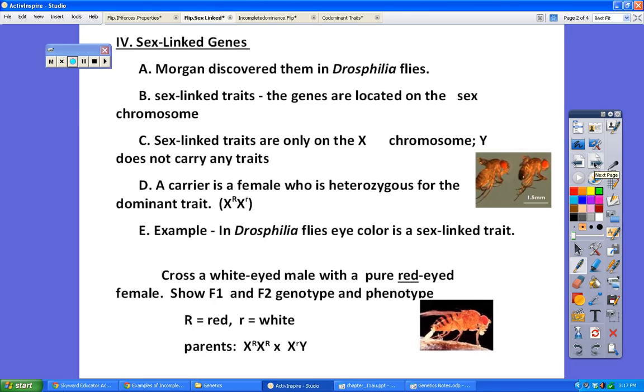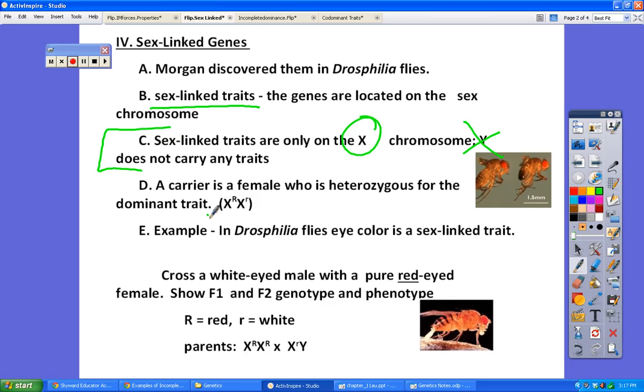Now that's really important because any sex-linked traits are the genes that are located on the sex chromosome. They're only linked to X chromosomes. The Y doesn't carry any traits, so there's no genetic information on the Y chromosome, only the X chromosomes. So from now on, when you encounter a problem or we start talking about this genetics, we need to represent it a little bit differently.